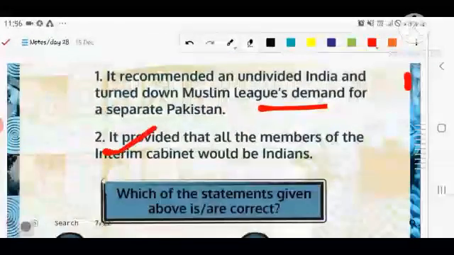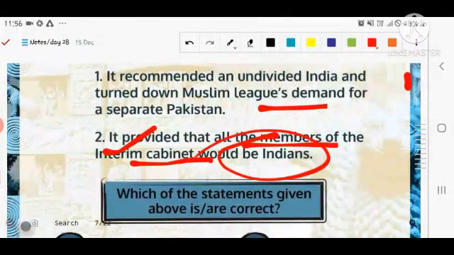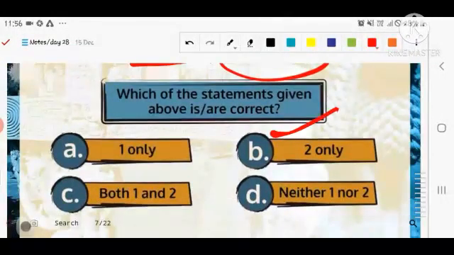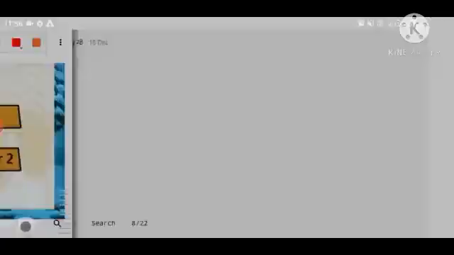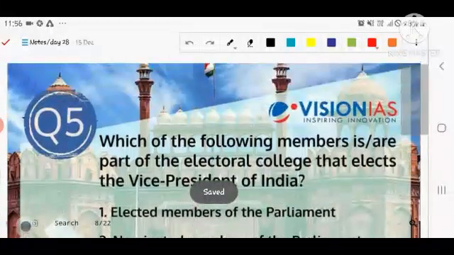Number second, it provided that all the members of the interim cabinet would be Indian. So this type of statement is there, and you have to again choose the correct statement here. First only, second only, both, and neither one nor two are the options in front of you.